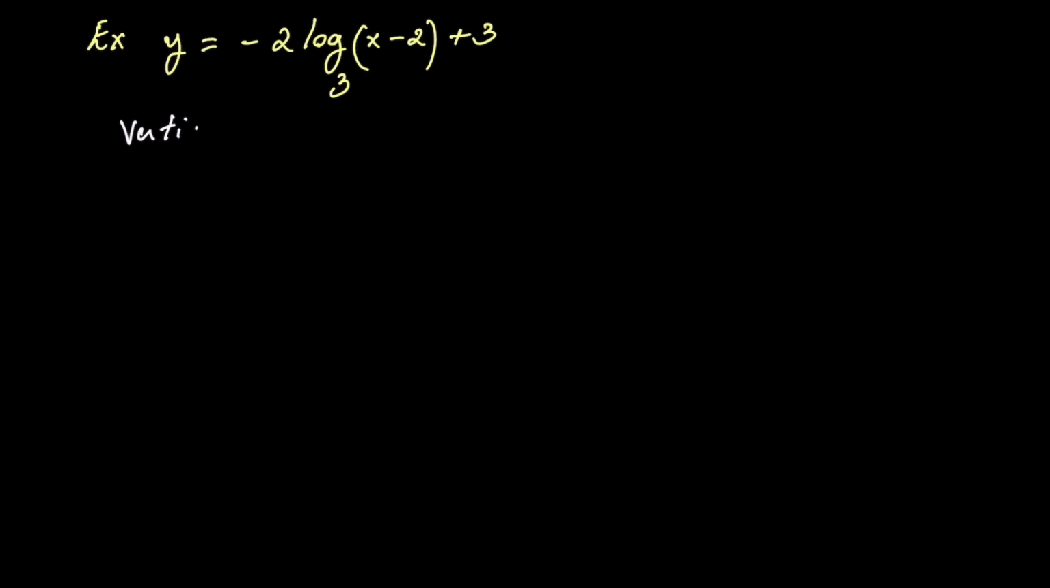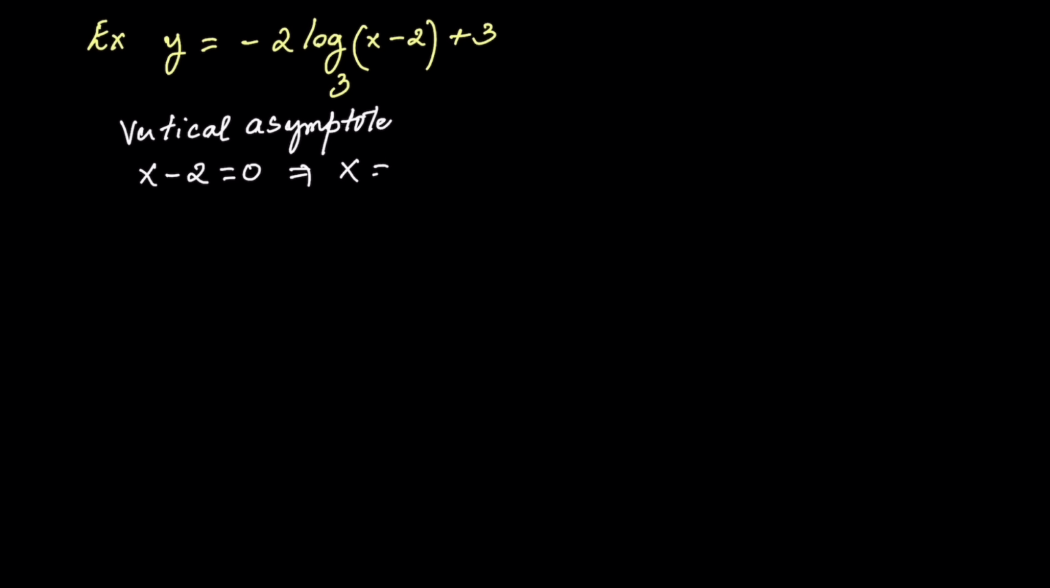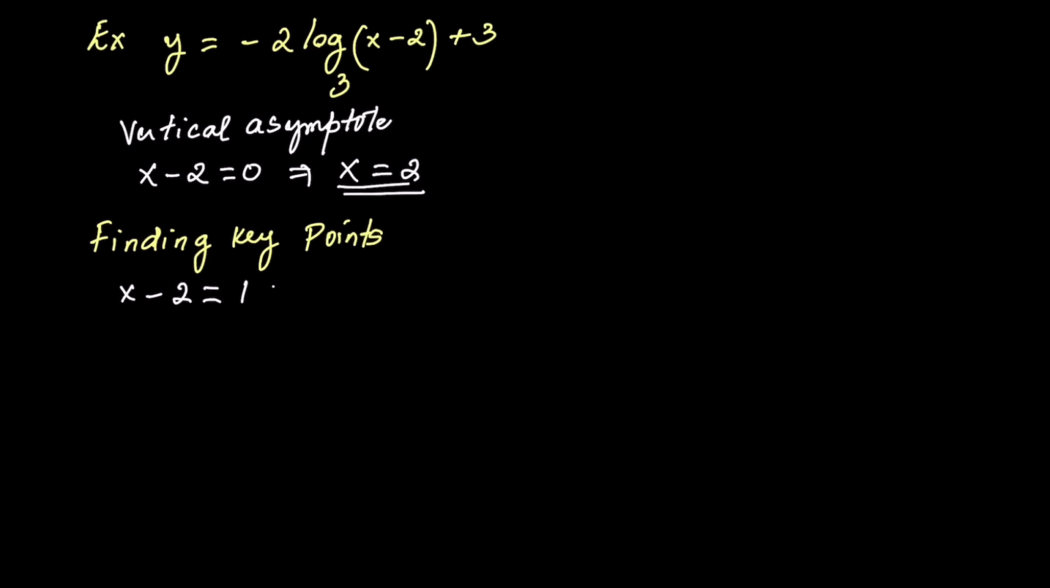Finding the vertical asymptote. The vertical asymptote occurs where the argument equals 0. X minus 2 equals 0, therefore x equals 2. The asymptote has shifted 2 units to the right from x equals 0 to x equals 2. Finding key points. First key point. When the argument equals 1, we set the argument equal to 1. X minus 2 equals 1. Therefore, x equals 3.